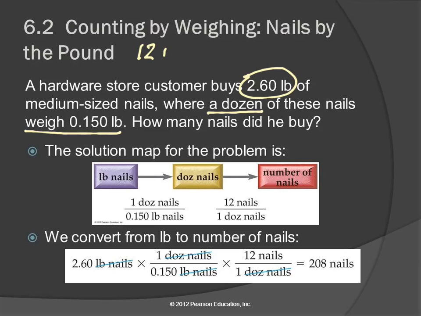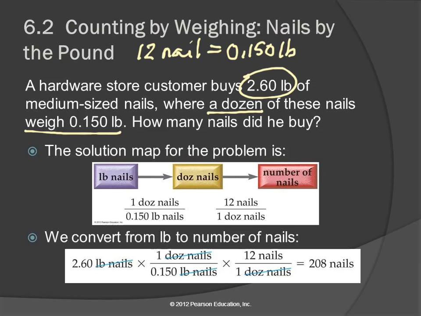12 nails is 0.150 pounds. It's very easy to overlook numbers that are written as words. A dozen of those nails weighs 0.150 pounds. So that's a relationship between nails and pounds. And the customer bought 2.60 pounds. How many nails did he buy?